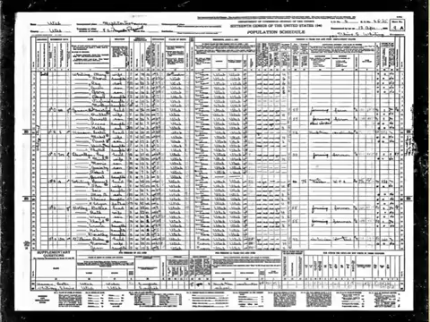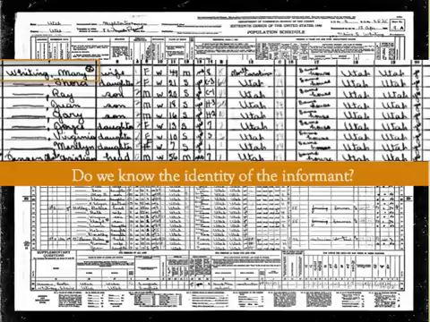Back to our examples, the 1940 federal census. We're going to look at the family of my great-grandparents, Mary and Oscar Whiting. Remember our first question. Do we know the identity of the informant? The 1940 census is unique, as it was the first census to identify who the informant was.